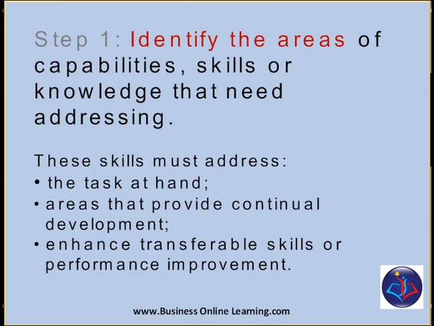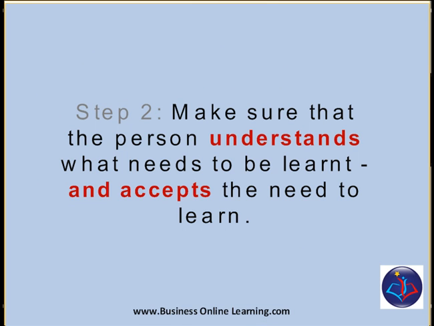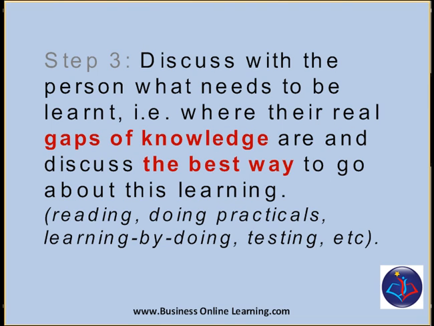The first step is to identify the areas of capabilities, skills, or knowledge that need addressing. These skills must address, for example, the task at hand, the one you want to delegate, then the areas that provide continual development, and to enhance transferable skills or to achieve performance improvement. Step 2. Make sure that the person understands what needs to be learned and also accepts the need that they have to learn.